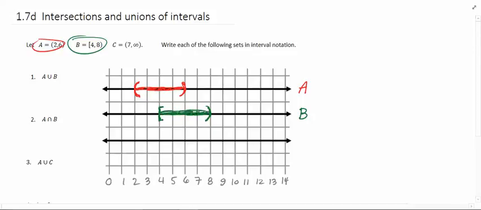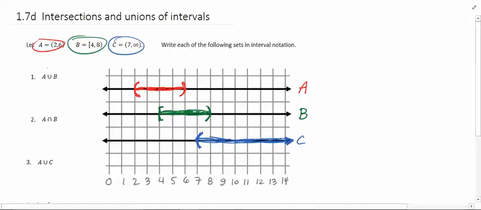And then lastly, I have letter C, and I'm going to write the interval 7 to infinity. So that's going to go the whole length there. Okay, and that is going to be colored in so that we do know that it goes to infinity. So now, what it's asking me to do is to write each of the following sets in interval notation.